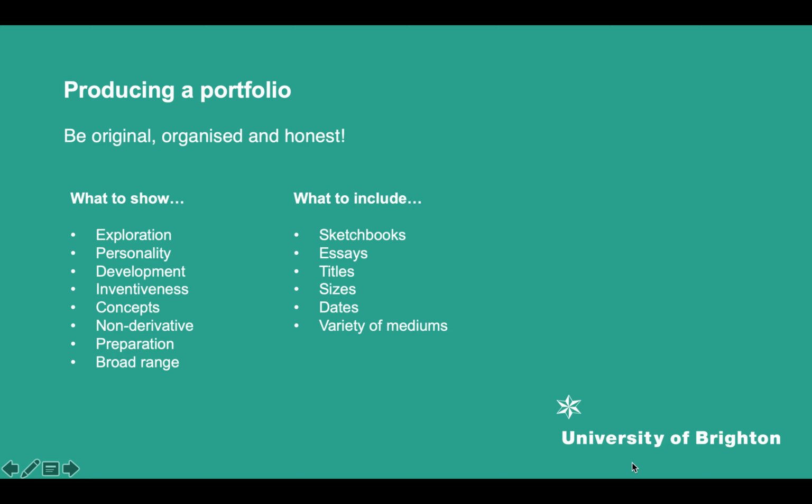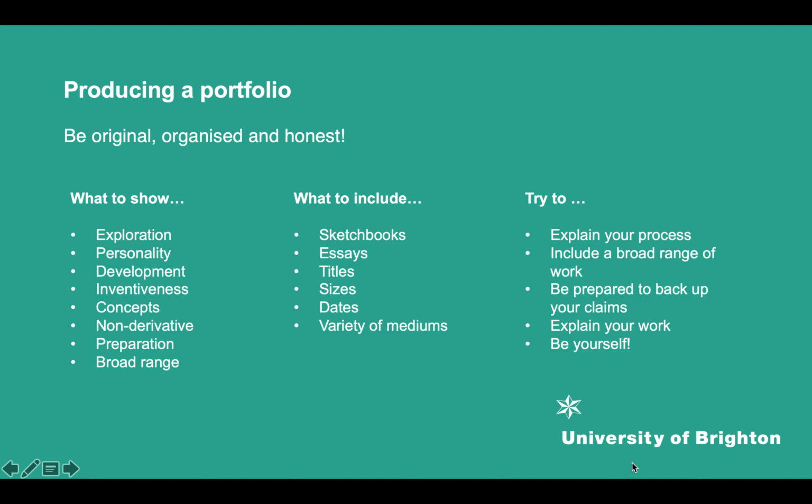So you might think about including sketchbooks. In some instances, some courses may want to see written evidence of your work as well. It's not a bad idea to think about labelling the work so that the person looking at your work knows how big the work is. For instance, you may be working on paintings that are 2 metres high, or you might be 3 inches high. So, those things are useful. Also, when did you make the work? And trying to show us the variety of materials and media that you're working with.